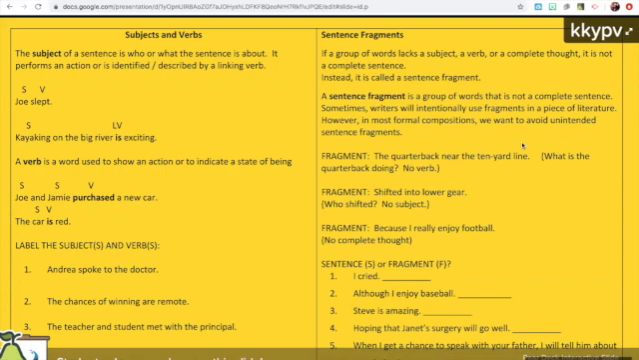A verb is a word used to show an action or indicate a state of being. Joe and Jamie purchased a new car. So your verb is purchased. And who purchased? Joe and Jamie. Okay, so those are your subjects. The car is red. My subject is car. What is the car? Is the verb. Okay, red would be a predicate adjective that is describing the car.